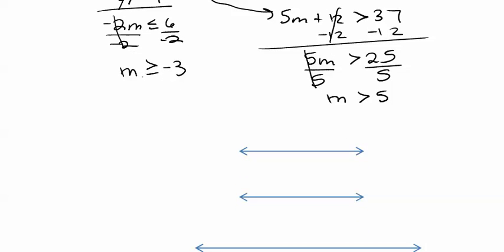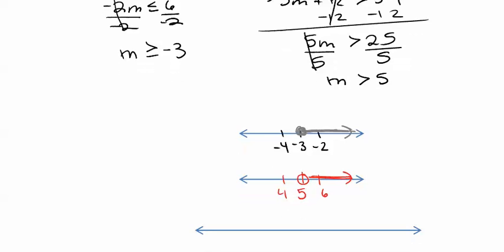The first inequality is m is greater than or equal to negative 3. Here's negative 3. Negative 2 came before it, and negative 4 comes after it on the left side. My solution is included at negative 3, so that's a closed circle, and it's greater than, so it points to the right. Now let's graph the next one. This one is at 5. 4 came before that, then 5, 6. This one does not include 5. So the comparison number is not included, but it also points to the right because it's greater than, and numbers get bigger to the right.